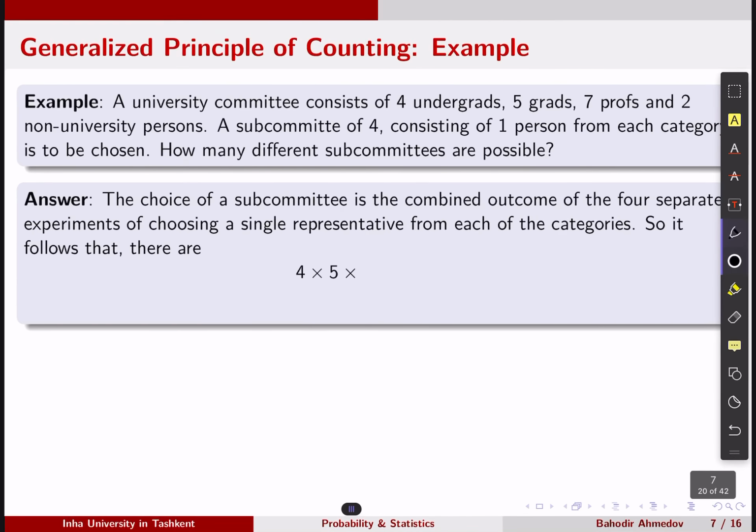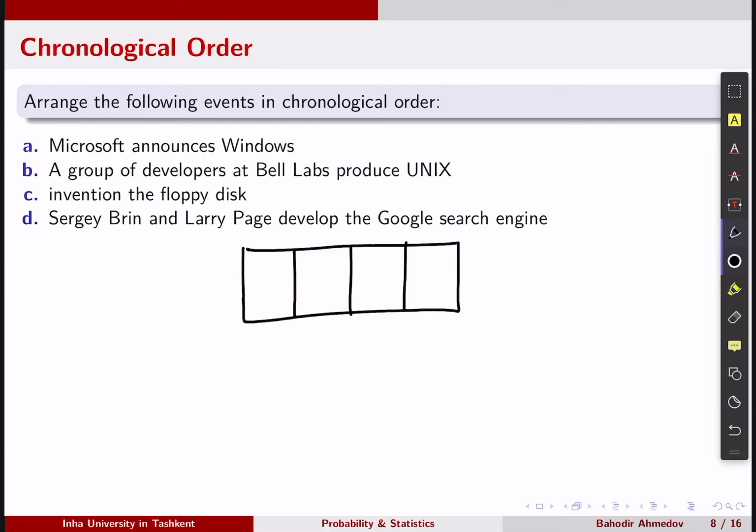So what I need to do is draw 4 boxes, and then write down the answers, like which event happened first, which event happened second, third, and fourth. So how many different events can I choose in the first place? Actually, I can choose any of these events, right? Either A, B, C, or D.